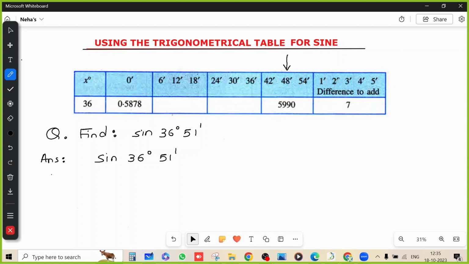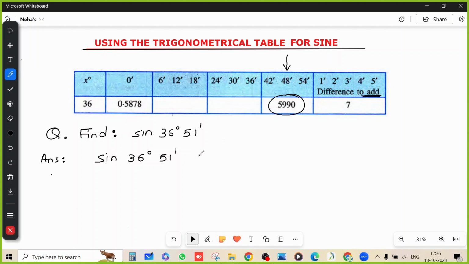Because for sine we will be adding the difference that is given here in the last column. So 54 cannot be taken because the difference has to be added, not subtracted. So we will go for the number which is lesser than 51 minute, which is 48 minute in this case. So the value that you can see here is of 36 degree 48 minute, but here you cannot see the decimals, but every value here has 4 decimal digits. So we will write the value in the same decimal form.